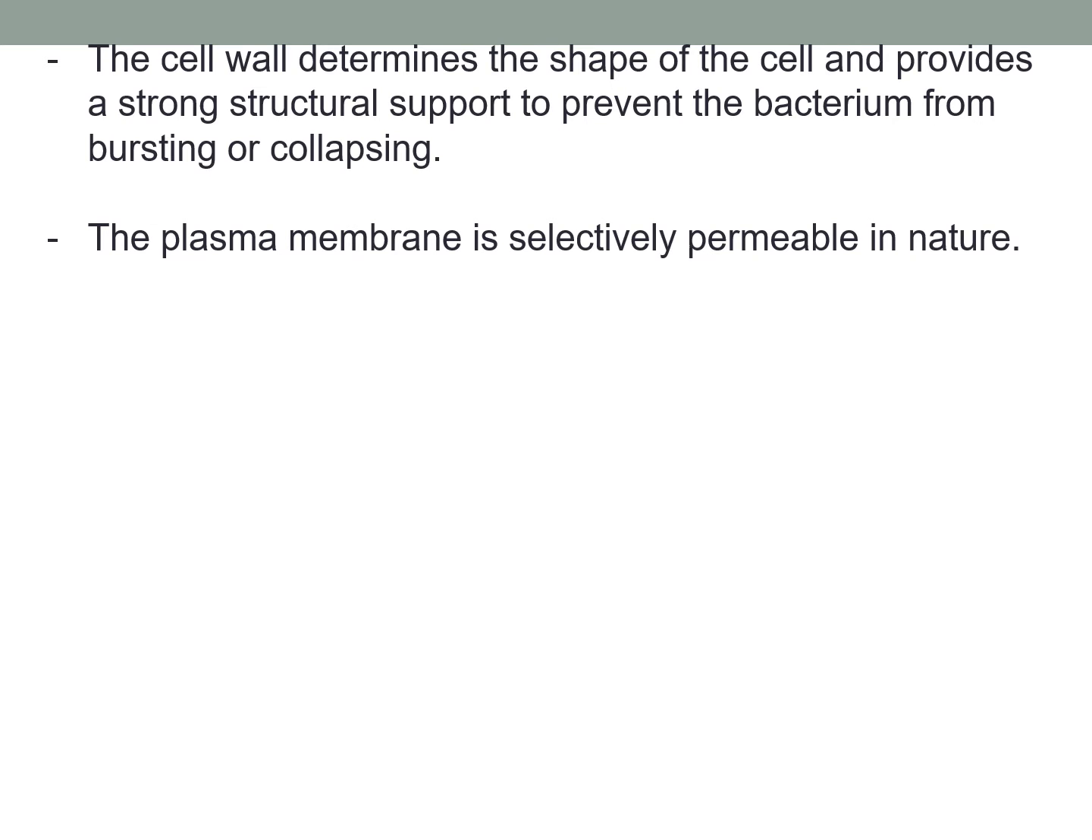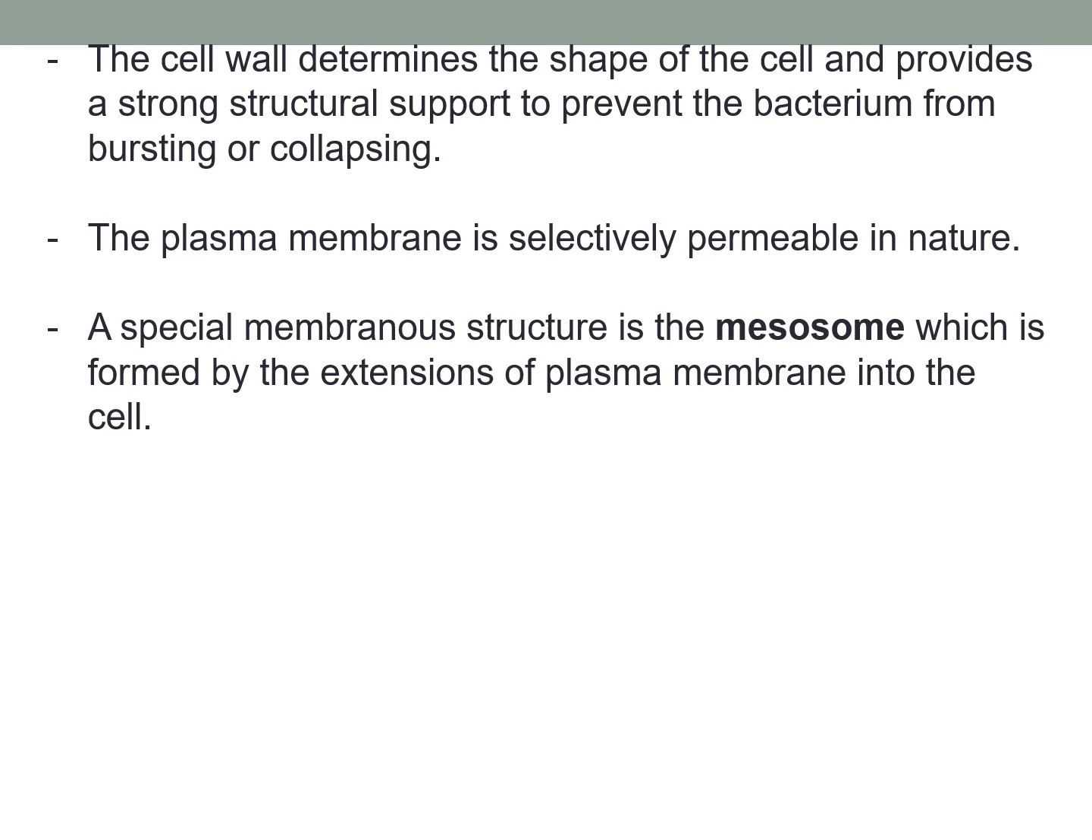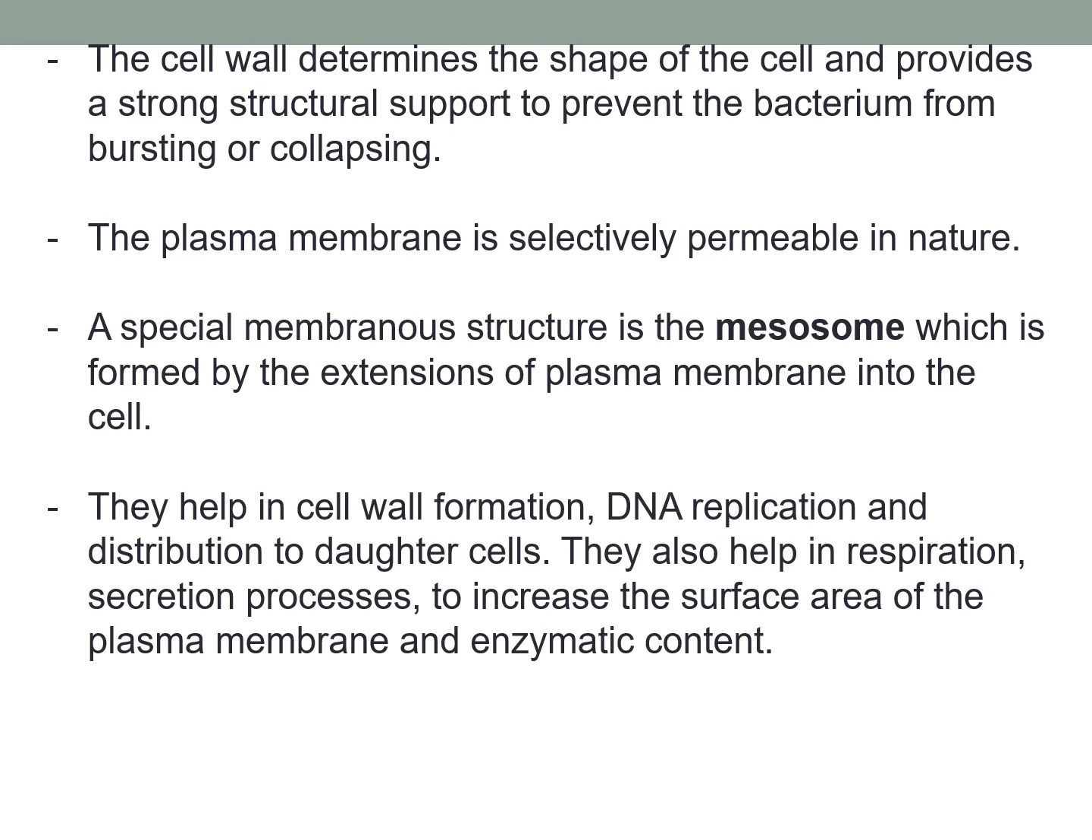The plasma membrane is selectively permeable in nature. Only selected molecules or ions are allowed to enter inside the cell because of plasma membrane. A special membranous structure is the mesosome, which is formed by the extensions of plasma membrane into the cell. Mesosomes help in cell wall formation, DNA replication, and distribution to daughter cells. They also help in respiration, secretion process, to increase the surface area of the plasma membrane and enzymatic content. So mesosomes perform many functions inside the prokaryotic cell.